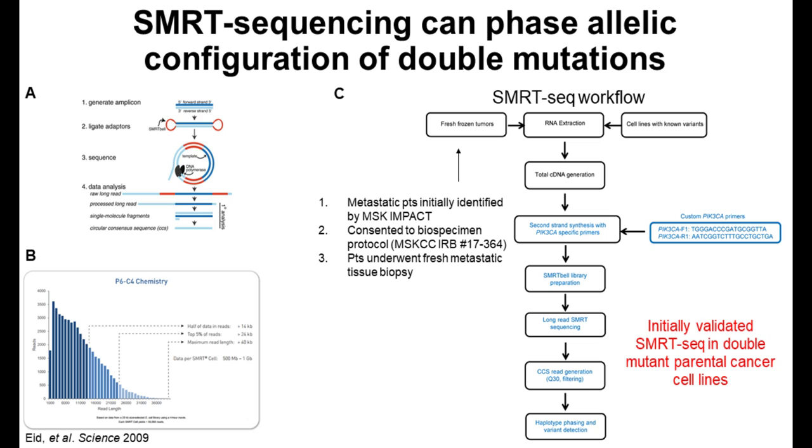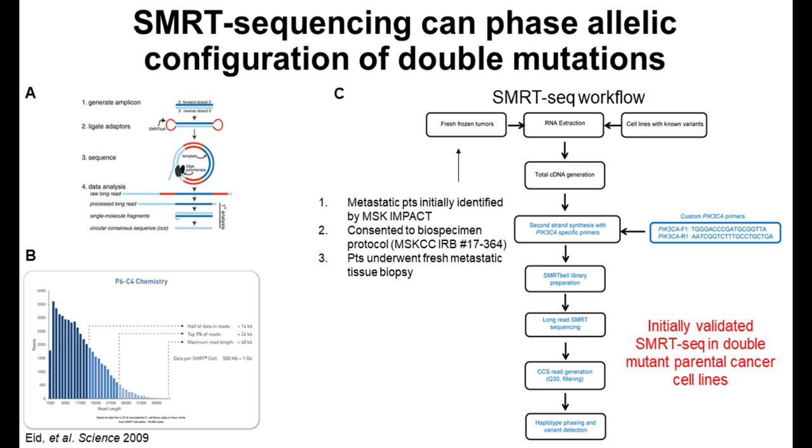We first optimized this workflow to determine the allelic configuration of several parental cancer cell lines that have multiple PIK3CA mutations. And in data that I'm not showing you here, we determined that many of these cell lines have mutations in cis on the same allele, and some of them actually have mutations in trans. But we were able to use this workflow to optimize this technique.